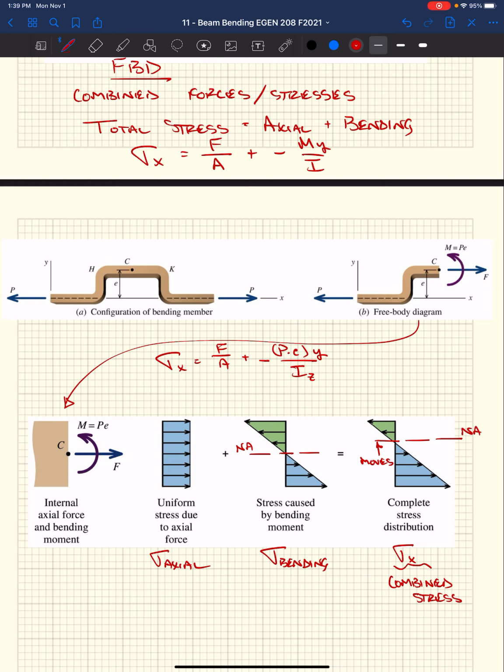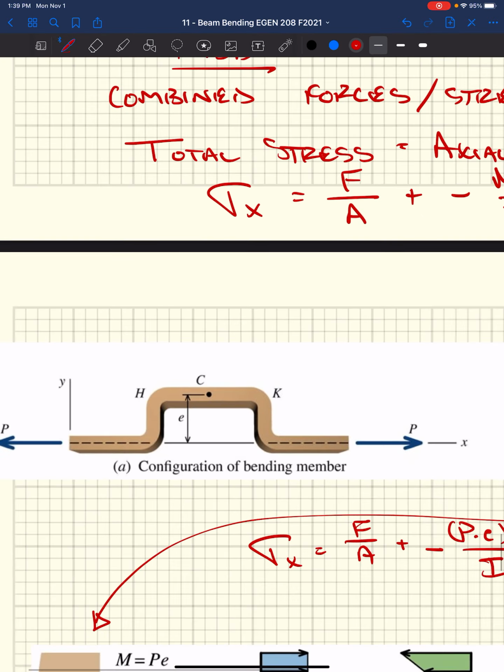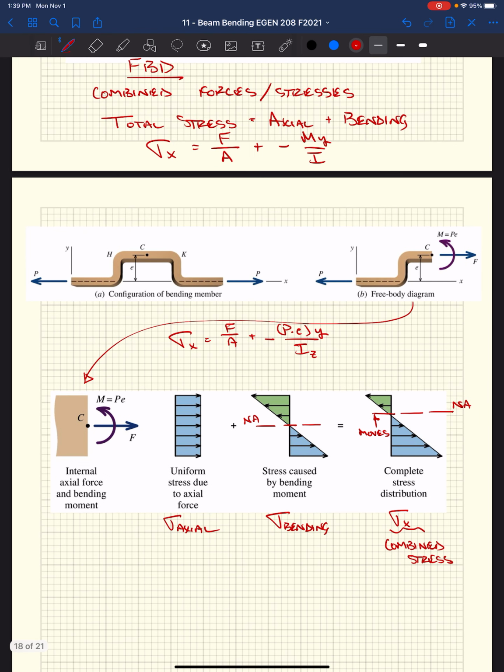Okay. Method of superposition. So in the quiz, if I gave you a member that happened to have a force on it and an eccentricity, and I asked you, what is the stress at point C? You could draw a free body diagram at point C, figuring out what the internal forces are. And then you could go through superposition and figure out what the combined stress is at that point, right? Axial stress and bending stress.